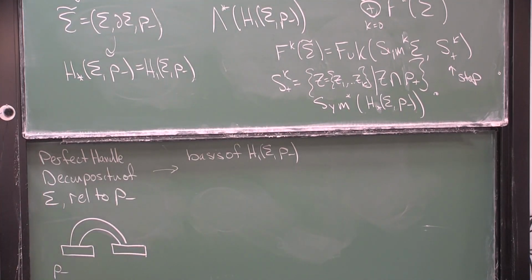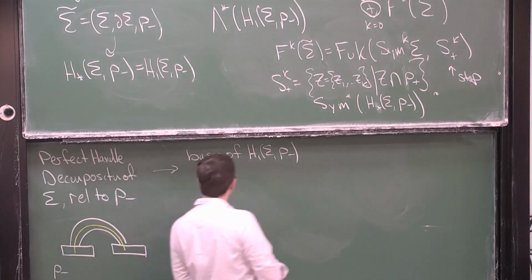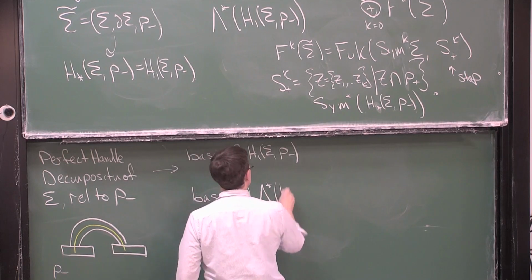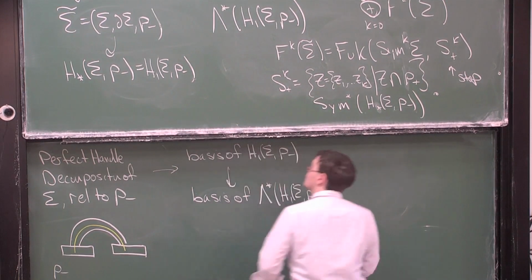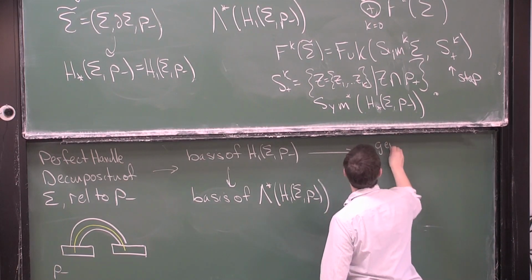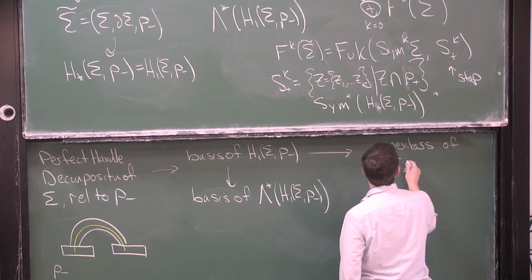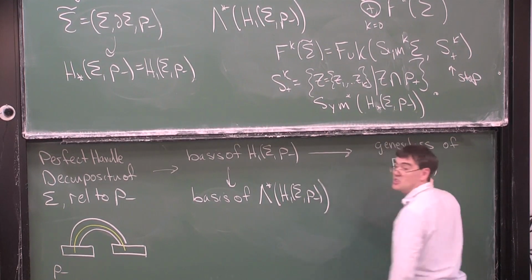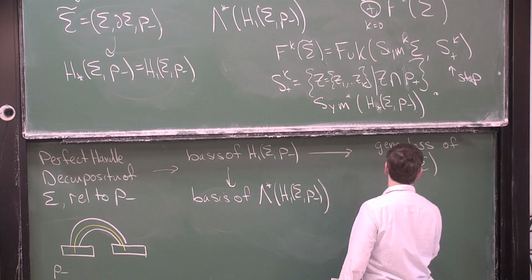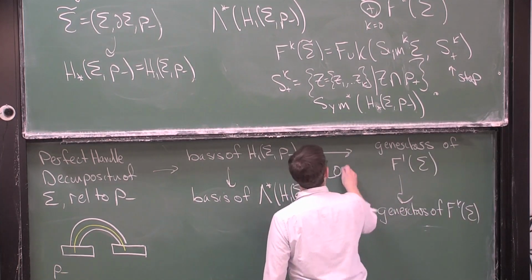Maybe I should use a color other than red or blue. So here's the basis element corresponding to this handle. And then obviously from that I get a basis of the exterior algebra. Okay, and what does that translate to over here? Having a basis here, the corresponding statement here is that we have generators of, let's say, F1 of sigma, so the Fukaya category of just sigma itself, and then similarly here we get generators of K of sigma. And this is really, in some sense, the content of the bordered Floer homology.